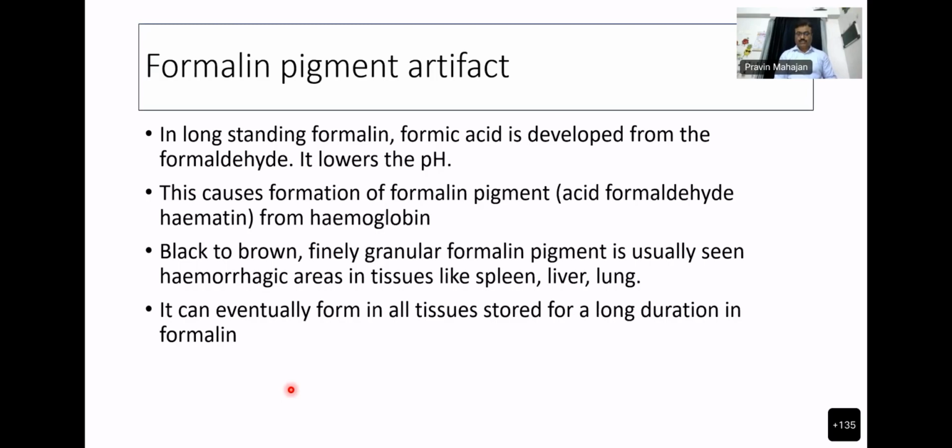Now the ideal situation here is that you should use a neutral buffered formalin, because there the formation of formic acid takes a little longer. But eventually, even if you keep tissues for a longer time, even in neutral buffered formalin, the formic acid will start to form, and you will eventually get formalin pigment in that tissue.